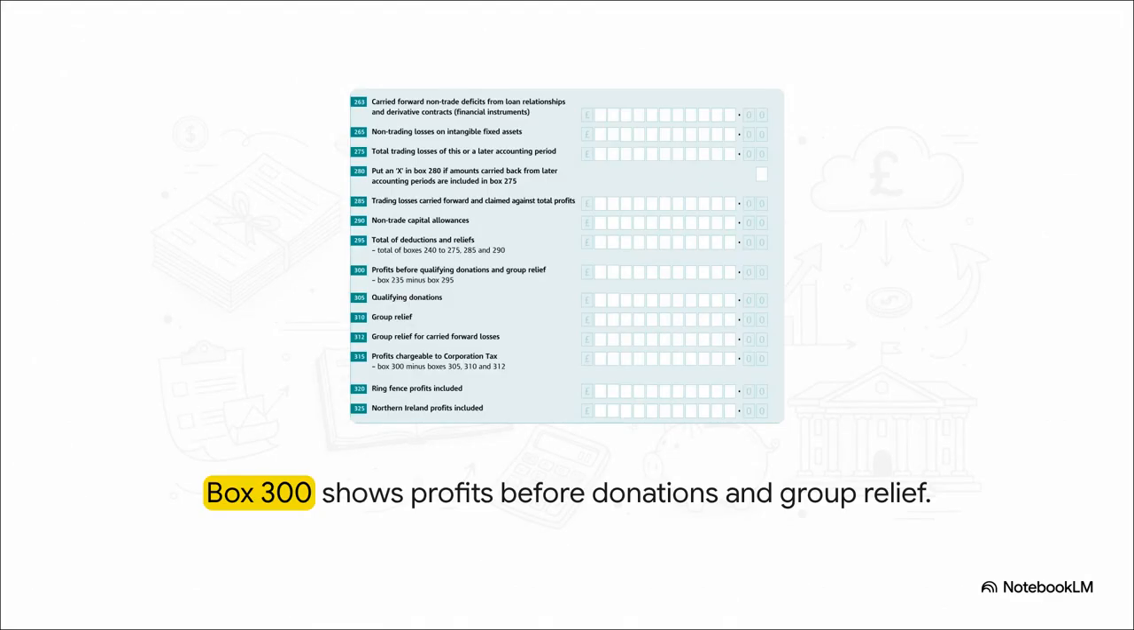What's really cool about this part of the form is how it funnels all your complex deductions right down into one magic number. It tallies up your non-trade deficits and capital allowances, puts your total deductions in box 295, and subtracts them to give you box 300. That box 300 is your profit before we even touch qualifying donations or group relief.